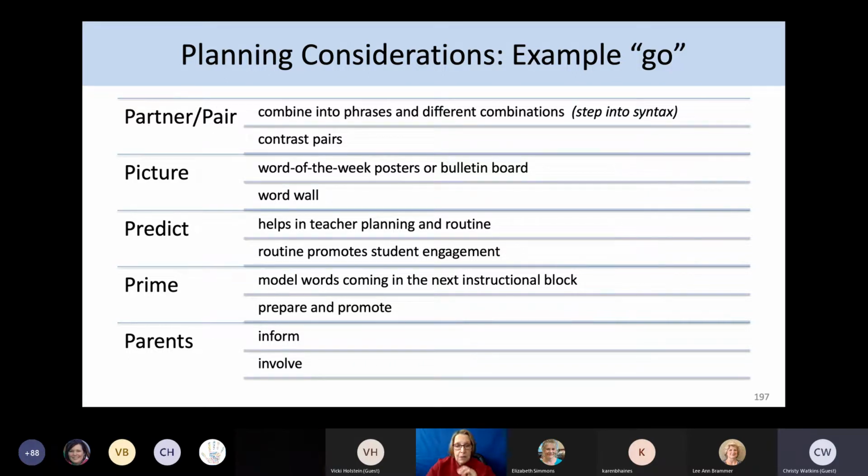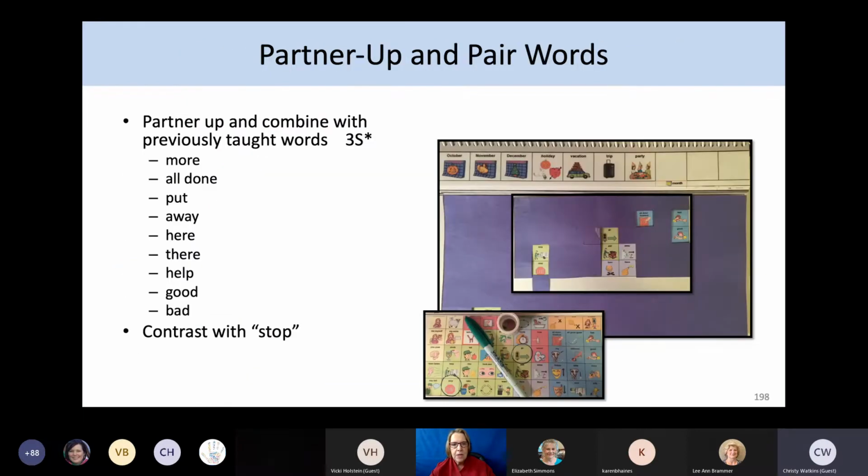So I'm going to walk through some of these, our word of the week. For those of you who had been part of the preschool workshop, this will be a repetition for you, because this is something we did a lot in the early education preschool classrooms. So in terms of pairing up words, by the time we got to the word stop, we had already taught more and all done. And then we had taught put, so that could be combined with away and here and there.